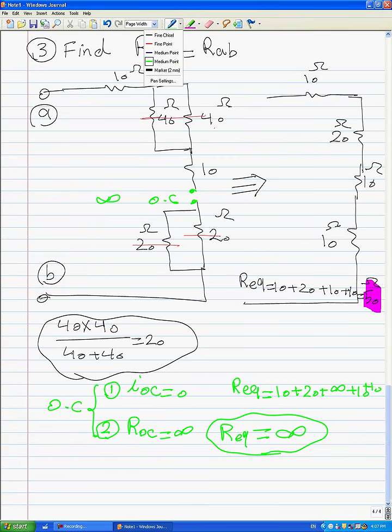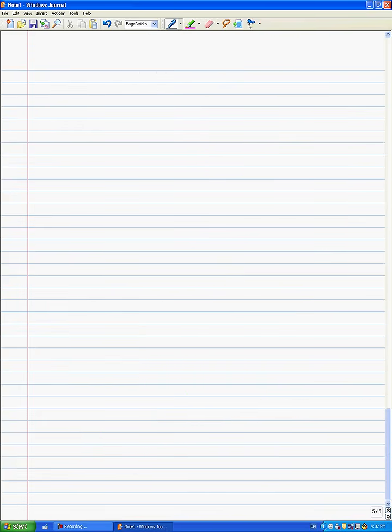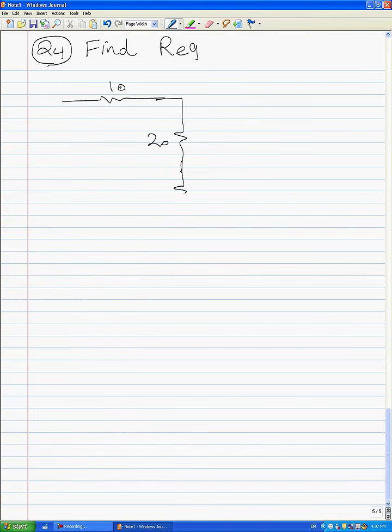Next question describes a short circuit. Question 4. Again, in this question, the goal is to find the equivalent resistance. In this circuit, we have 10 here, 20 here, 30 here, and 40 here, and 50 here.